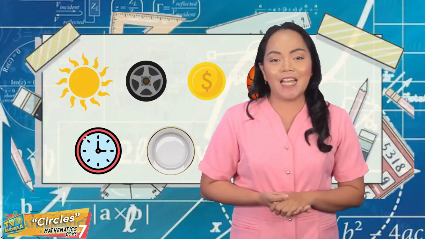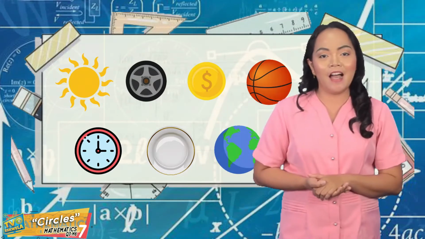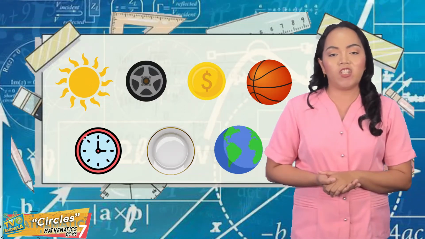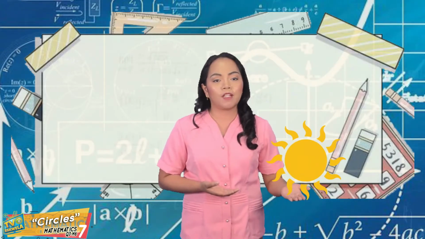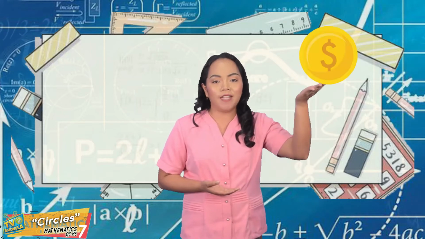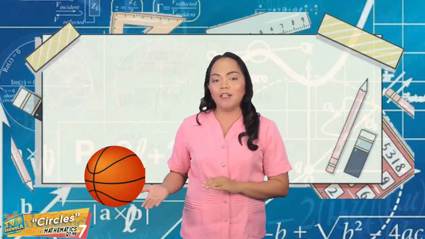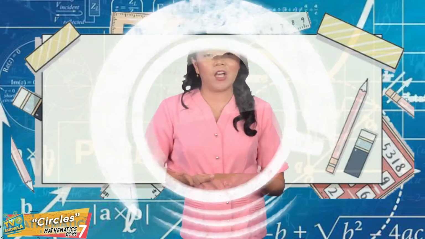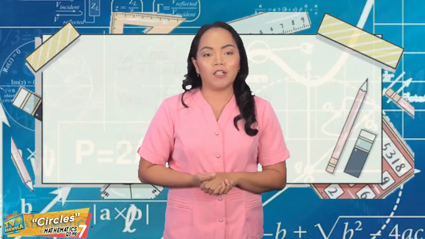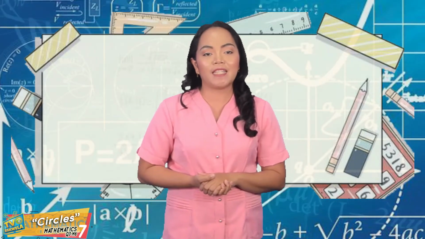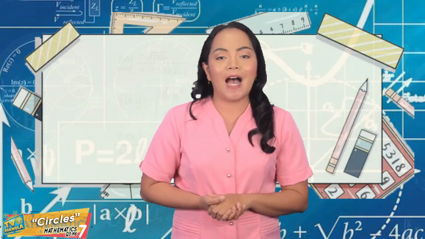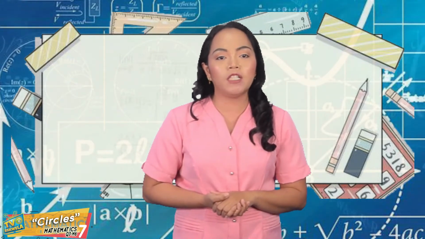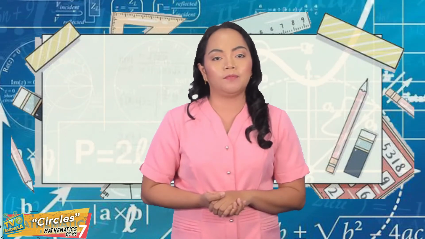Did you have any idea about our topic? Look at these objects. They are all circular in shape, like sun, wheel, coin, ball, clock, plate, and globe. So, no wonder our world is fascinated with circles. As implied in the figures, our lesson for this afternoon is all about the circle.